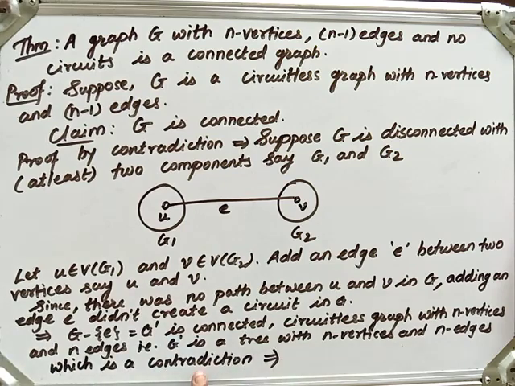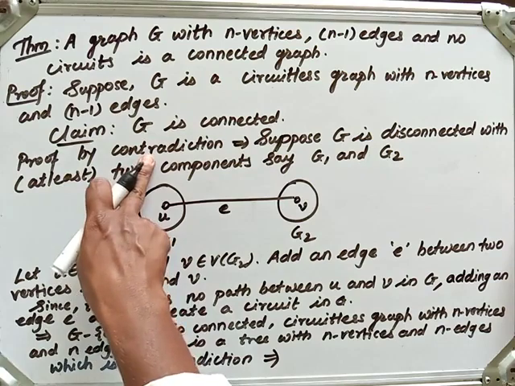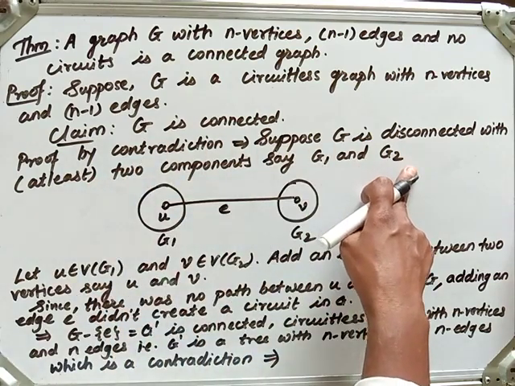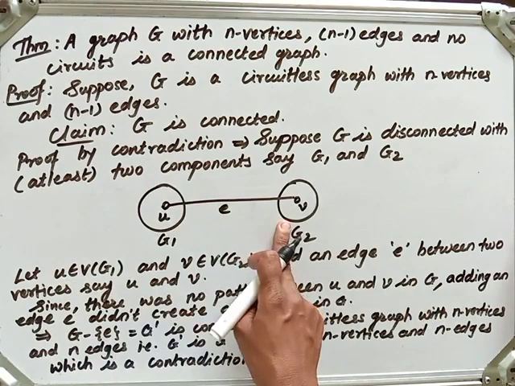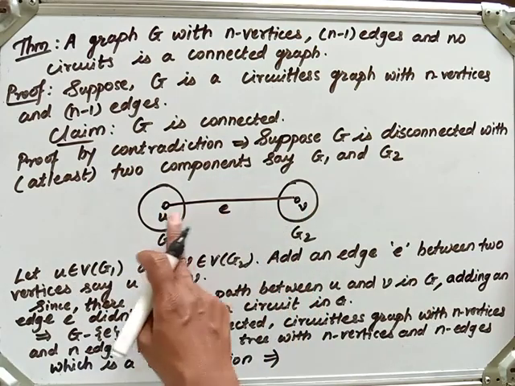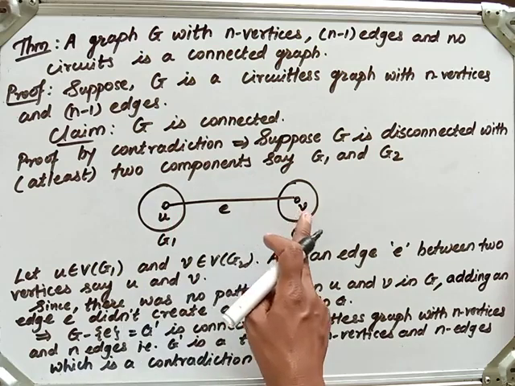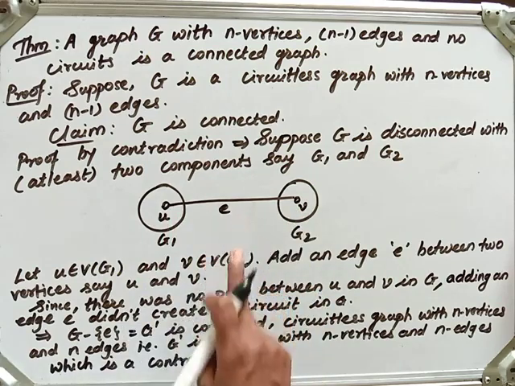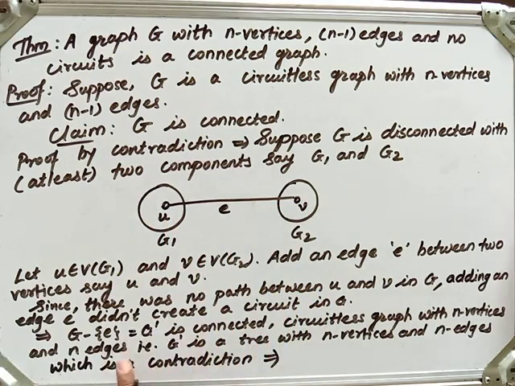So why does this contradiction occur? Because we have assumed on the contrary that G is disconnected with two different components. We have taken two vertices and an edge between them. By taking an edge between them, we get that this is a connected, circuitless graph with n vertices and n edges. So it is contrary to the fact that it is a tree. So G is what? Connected. G is connected.